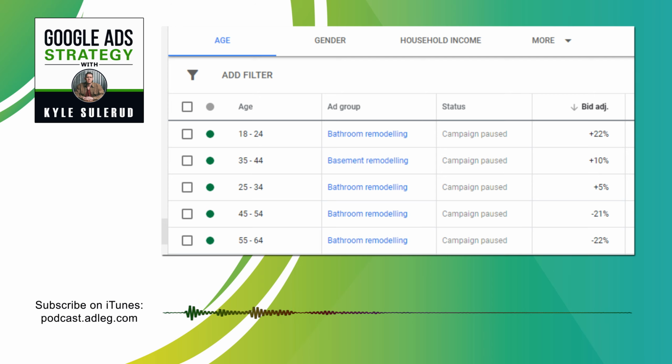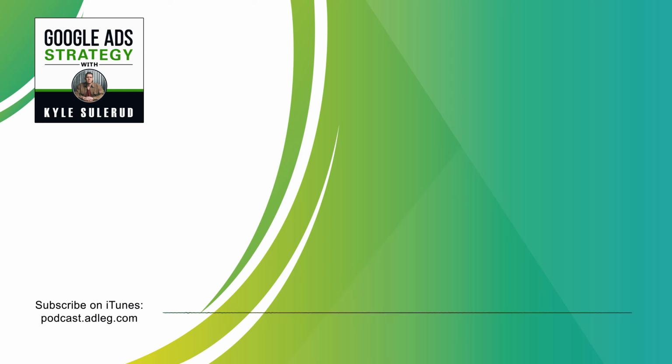What I have seen correlations for and the actual worthwhile differences for are age and gender. Google has a pretty good idea of what people's age and gender are. So if you have a product or service that appeals more to a particular age group, a particular gender, then it may be worth it to you to bid higher or lower for different ages or genders, or even exclude certain age groups or exclude certain genders. So that's what the different bid adjustments are.